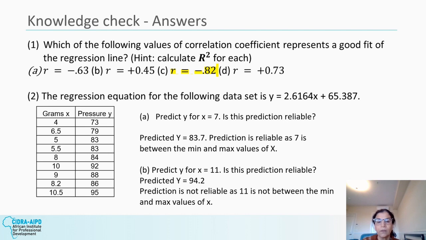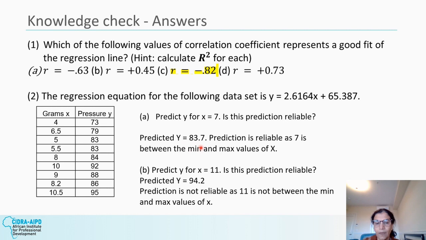To check the reliability of prediction, what is the minimum value of X? It's 4 and the maximum is 10.5. So you are predicting for 7. It is between the minimum and maximum value, so whatever your prediction is, it is reliable. And for predicting the value of Y, in this equation, substitute X equal to 7. So your expected answer is 83.7.